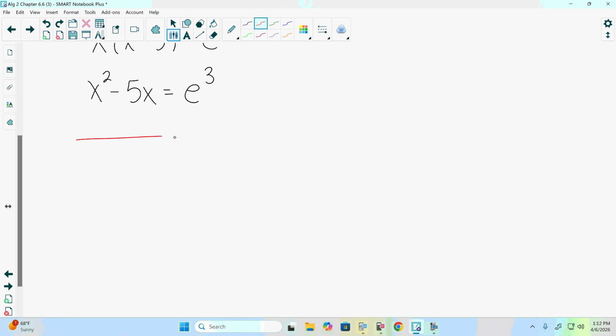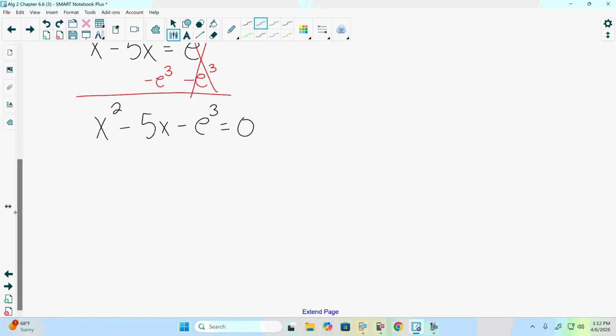We do have quadratic terms, so that means we can get this. We need to get this equal to 0. Telling me that x squared minus 5x minus e to the third is equal to 0. Questions on this here? Now, factoring is not going to be nice because we do have irrational numbers. So we're going to have to go back to a method that worked every single time.